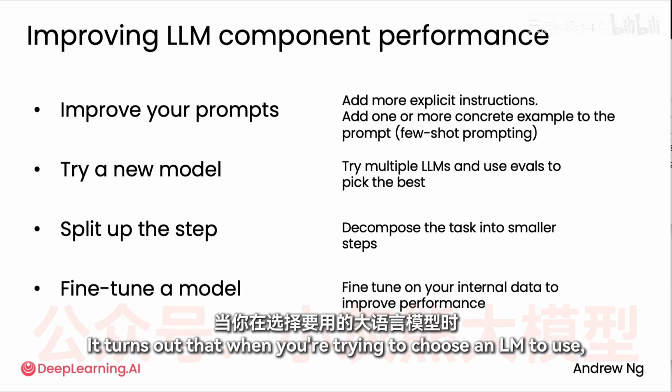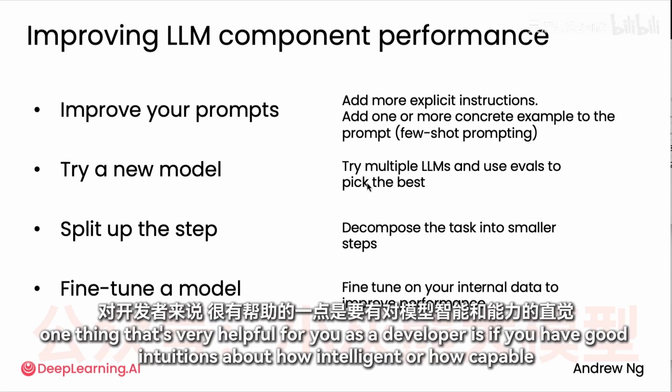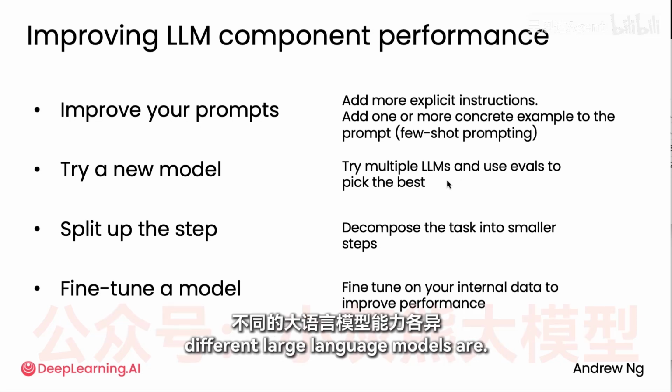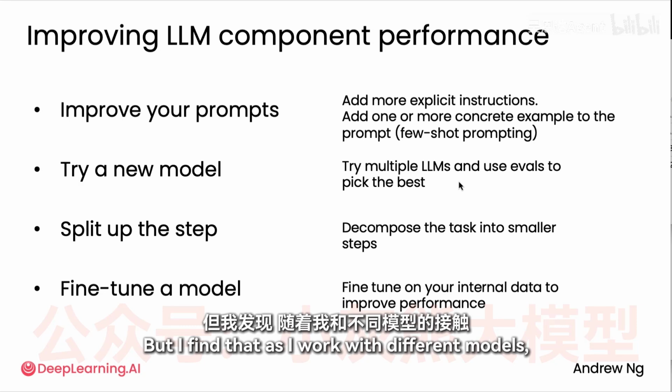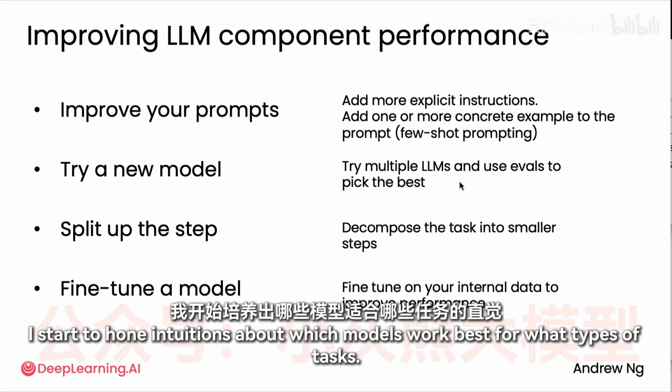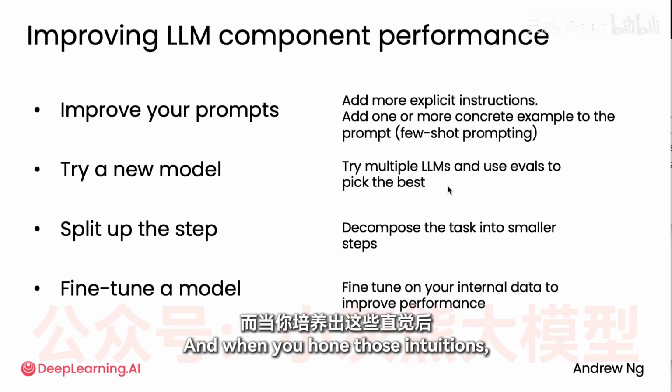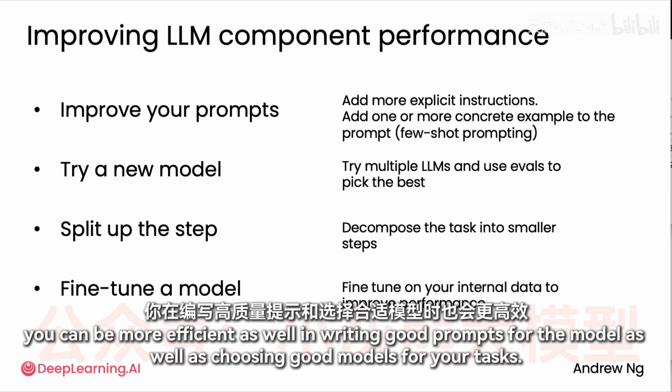It turns out that when you're trying to choose an LLM to use, one thing that's very helpful for you as a developer is if you have good intuitions about how intelligent or how capable different large language models are. One thing you can do is just try a lot of models and see what works best. But I find that as I work with different models, I start to hone intuitions about which models work best for what types of tasks. And when you hone those intuitions, you can be more efficient as well in writing good prompts for the model, as well as choosing good models for your task.